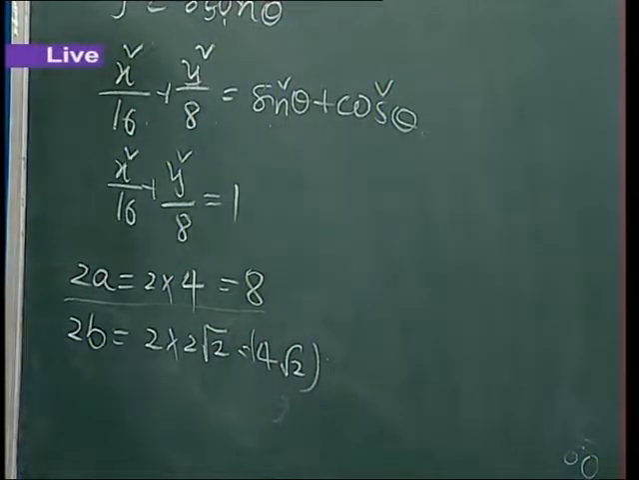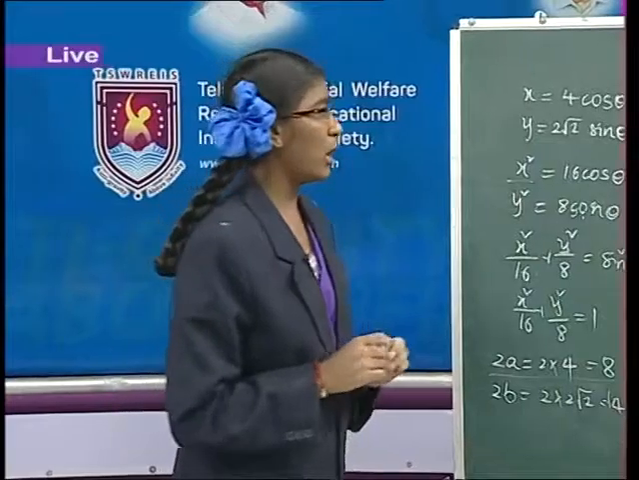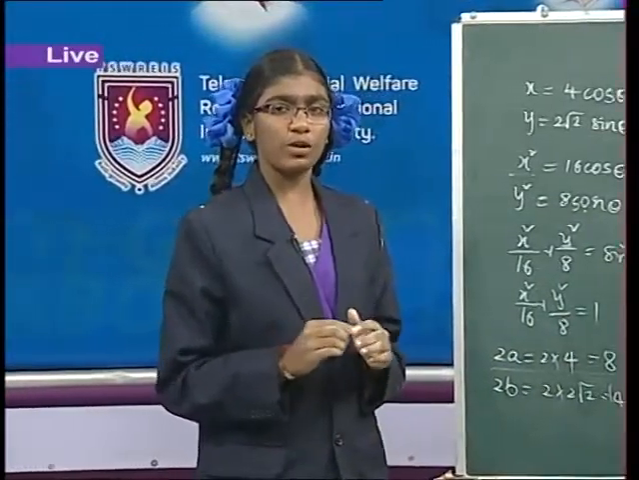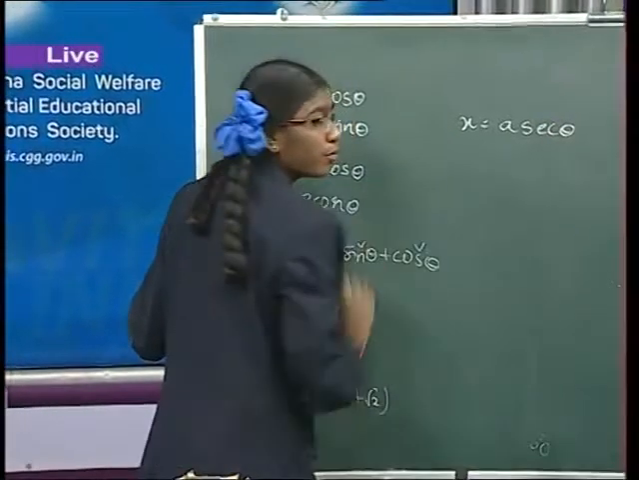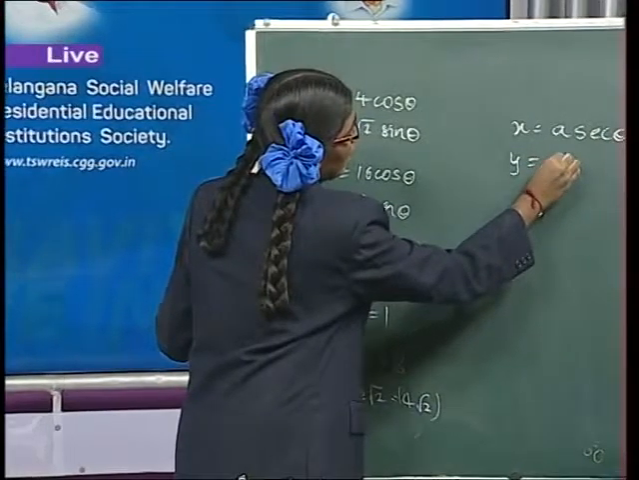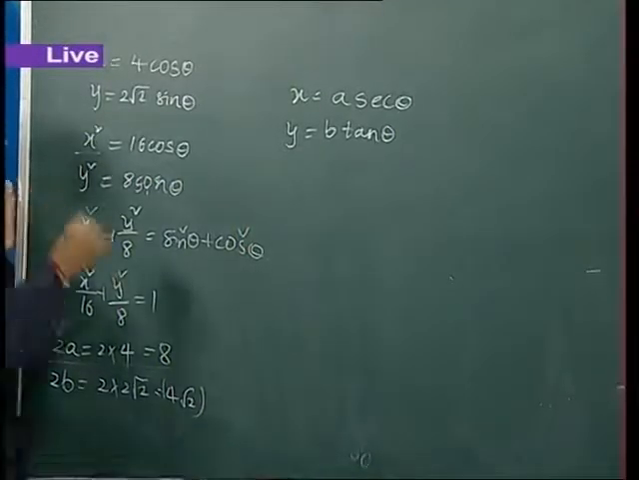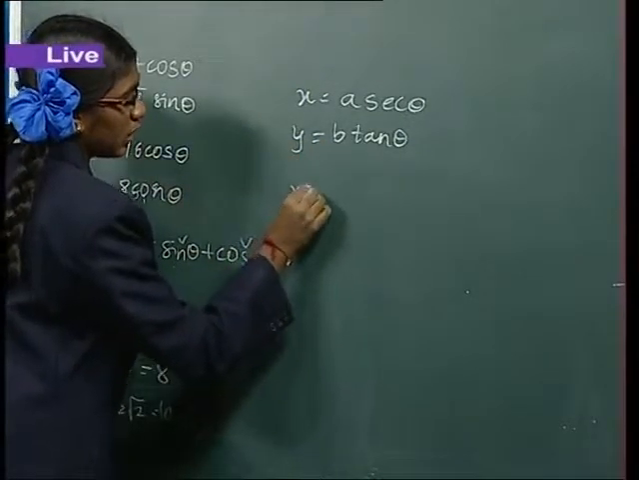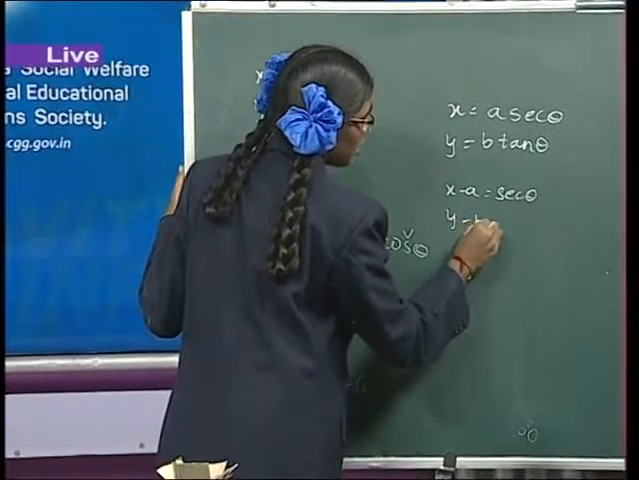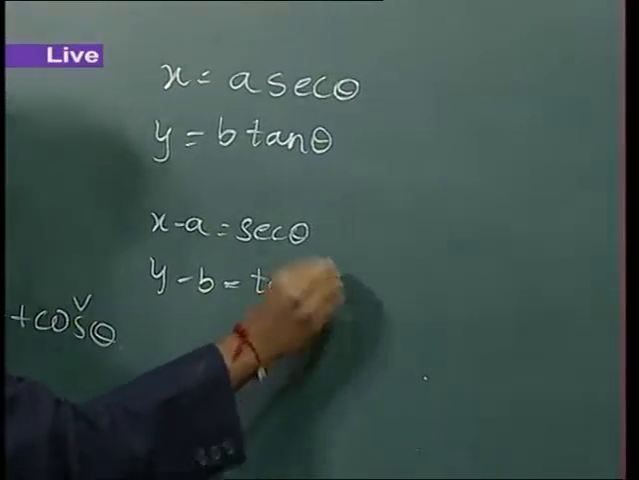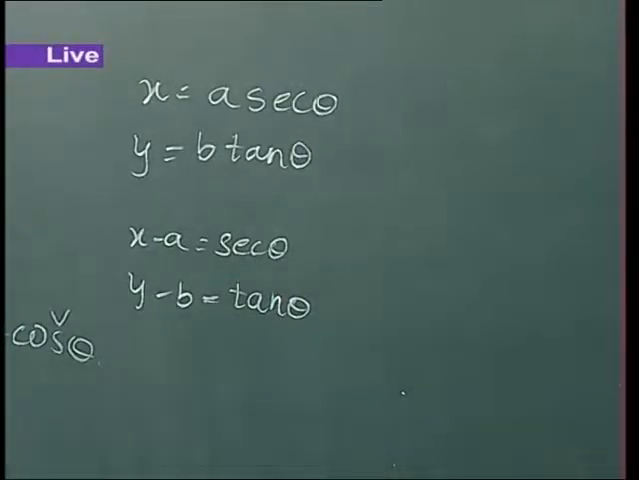Okay? Next, we are going to take a hyperbola. Okay, friends? We are going to show the hyperbola standard form. We are taking the equations x is equal to a sec theta, y is equal to b tan theta. We are taking these equations. Okay, friends? Okay, here x by a is equal to sec theta, y by b is equal to tan theta. Okay, friends? Here we are doing subtraction.